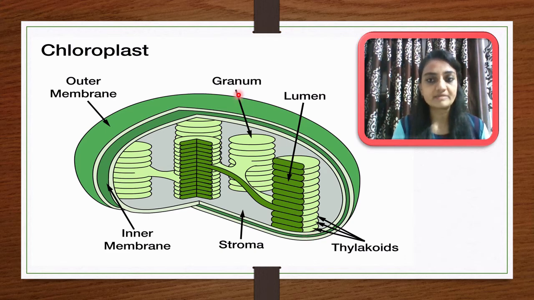All stacked together, they are called granum. The space inside the thylakoid is called lumen, inside which chlorophyll is filled. The other portion inside the space, other than the thylakoids and grana, is called the stroma. The outer side of the thylakoid or granum is called stroma.